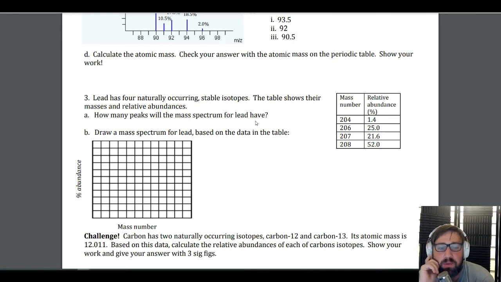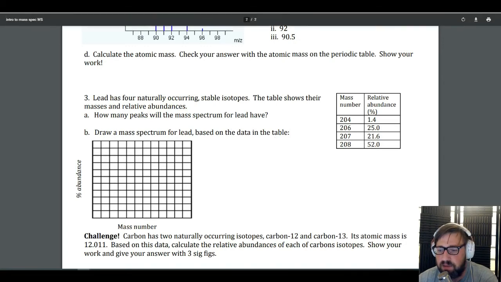All right. What else we got? Lead has 4 naturally occurring stable isotopes. The table shows their masses and relative abundances. How many peaks will a mass spectrum for lead have? So how many peaks are we looking at here? 1, 2, 3, 4. 4 peaks, 4 different isotopes, so 4 different peaks. Draw a mass spectrum for lead based on the data in the table.